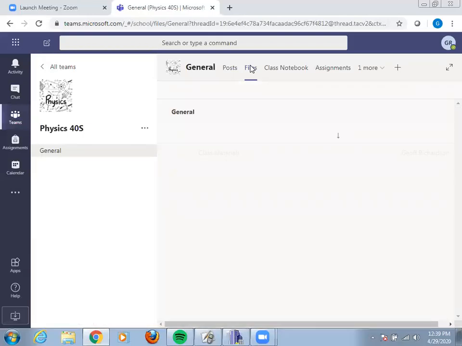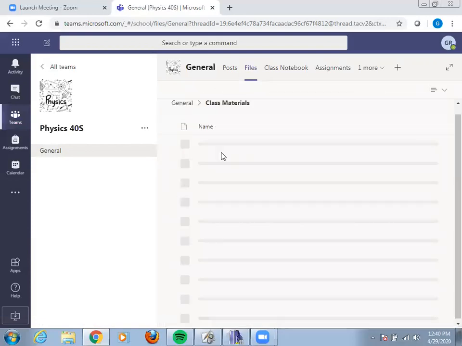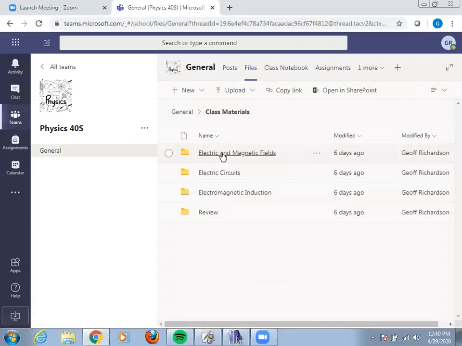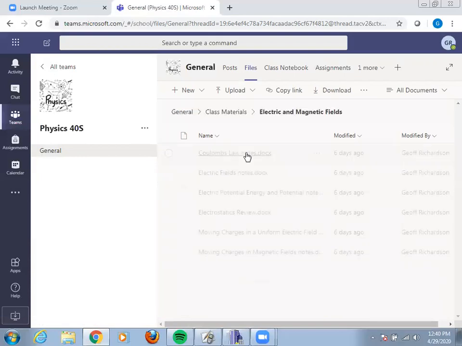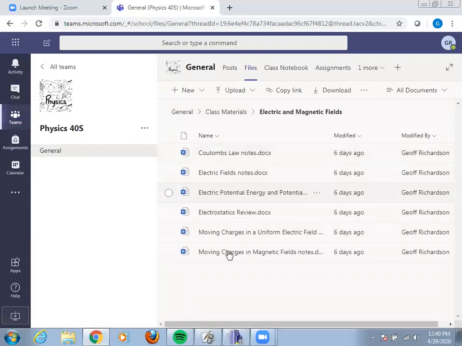So when you click on the Files tab, it takes you to the first folder called Course Materials. If you click on Course Materials, you'll notice that there are some units. So the unit that we are on right now, we just started, is the electric and magnetic fields. So if you click on that, you will then see all the notes that you need. So it's pretty straightforward now. For example, for today's lesson, you'll need Coulomb's law notes. So you would click on that and it should download it for you. So that's how you would access the notes.